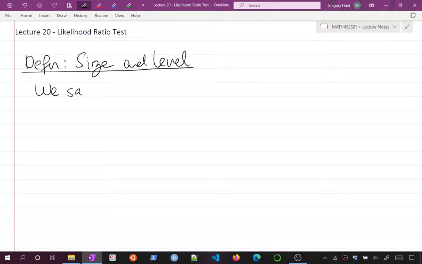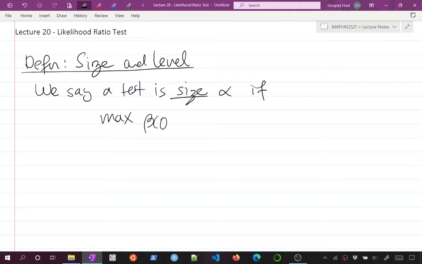We say a test is, quote, size alpha if we look at basically the maximum probability of a type 1 error, which is the max over all theta in our null hypothesis, beta of theta. If that thing is alpha, we say it's a size alpha test. So this is the max type 1 error probability.